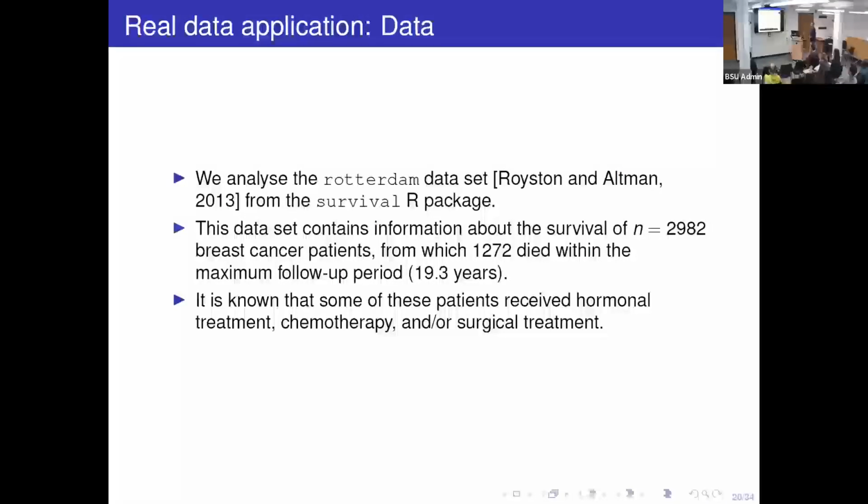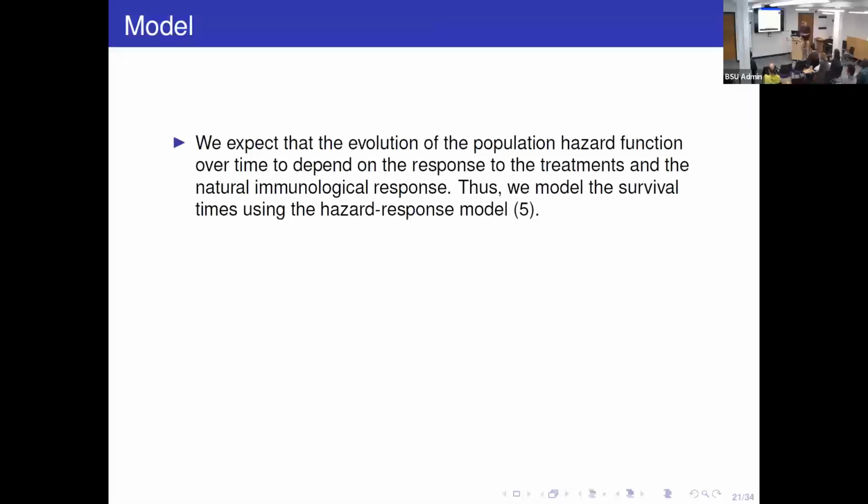So we know that some of the patients received hormonal treatment, chemotherapy, and also surgical treatment. We don't know exactly at what point. We only know that some of them received treatment. So we expect that the evolution of the population over time will depend on these treatments, and of course the natural response from the immune system. And so we thought that the hazard response model may be a good model to account for the fact that there is a hazard function and there is a sort of intervention that is pulling down the hazard function. So they will be in competition.